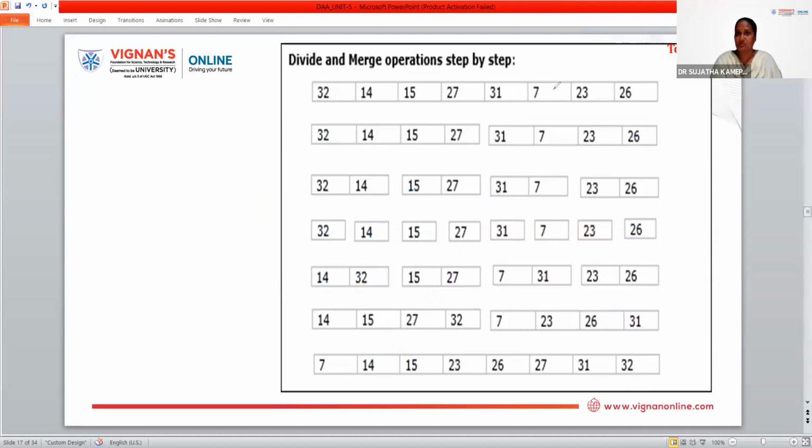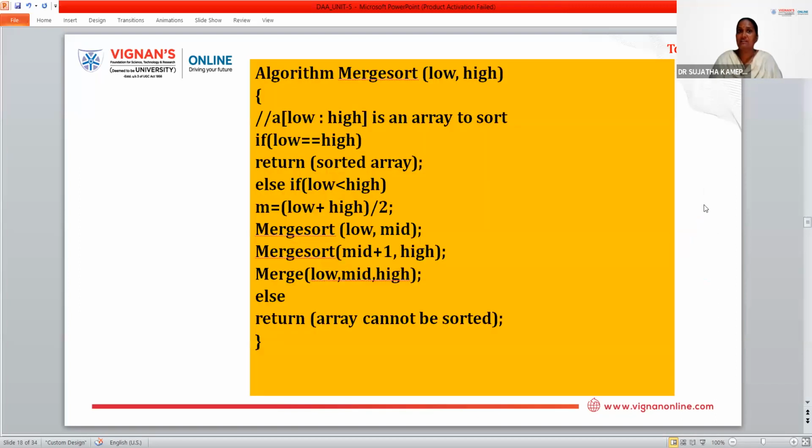So I hope that you all understood the procedure of merging. So here this gives the merge sort algorithm which follows the divide and conquer strategy. Here A low to high is the array which I want to sort. If low is equal to high, that is only one element is there in the array, it is already sorted. Else if low is less than high, that is more than one element, in that case we will find the mid value and we will call the same algorithm for low to mid, and we will call the same algorithm for mid plus 1 to high. That is, we are dividing the array at mid. Low to mid is the left subarray, mid plus 1 to high is the right subarray. Once these two are sorted, we'll call the merge procedure from low, mid to high.